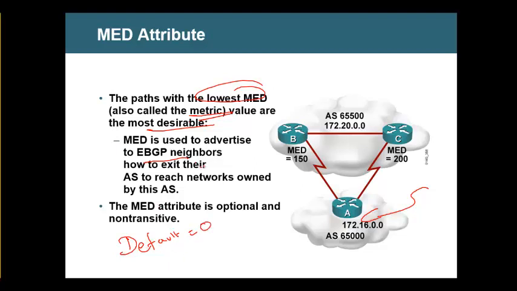MED is used to advertise to an eBGP neighbor how to exit their autonomous system to reach the networks owned by this autonomous system. This here means 65500. This here means 65000. The MED attribute is optional and non-transitive. Two attributes we have learned so far.